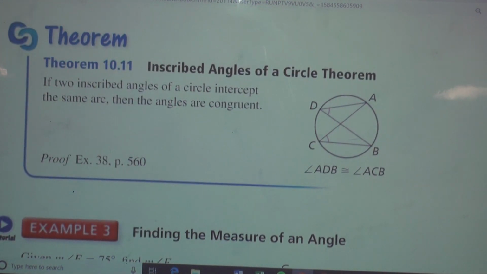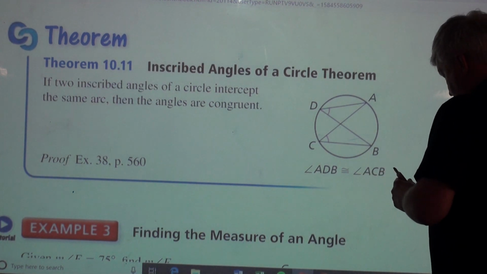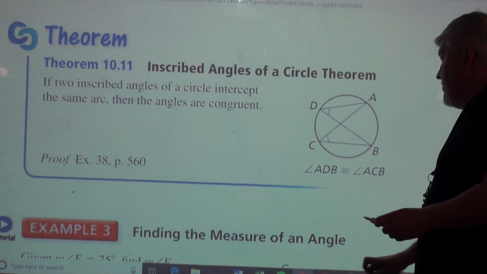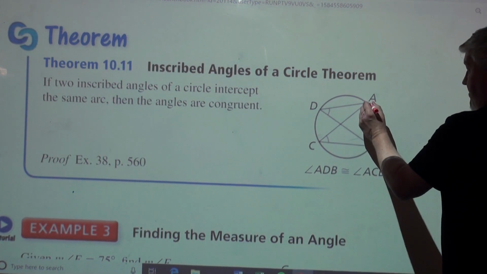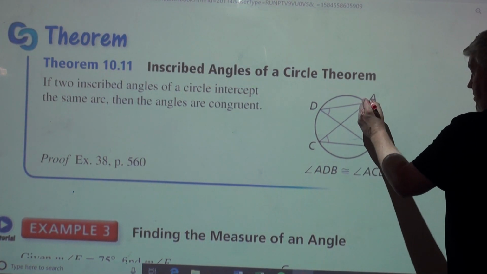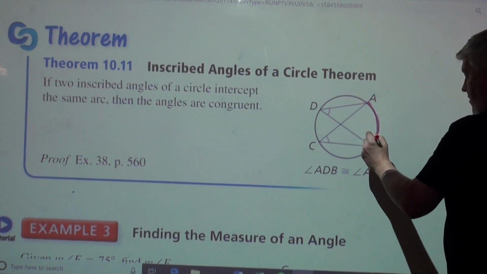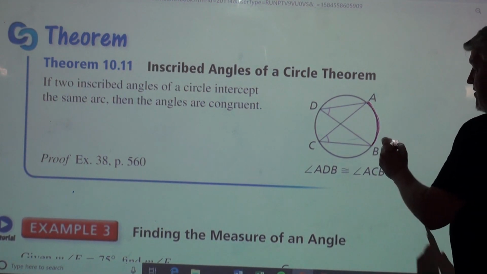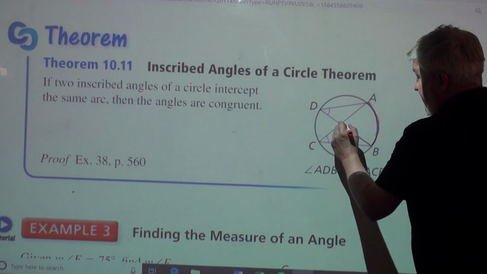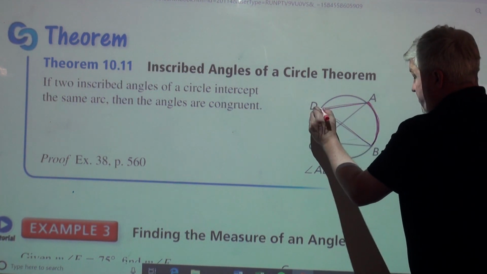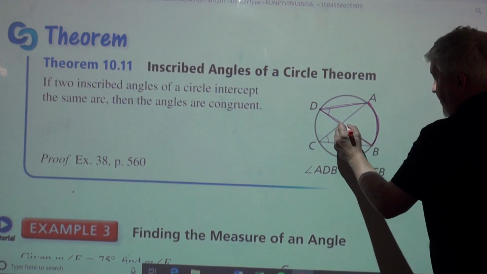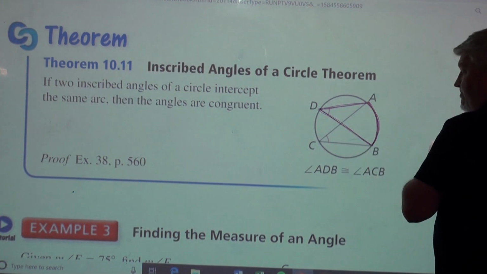That leads us to this theorem. Inscribed angles of a circle theorem. If two inscribed angles of a circle intercept the same arc, then the angles are congruent. Notice here, we've got this arc AB. Arc AB is intercepted right here by angle D. Both lines come and touch the ends of the arc.